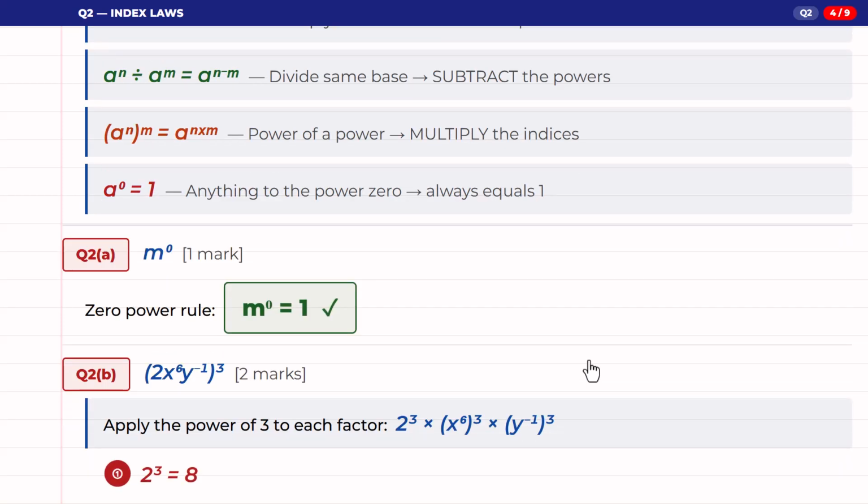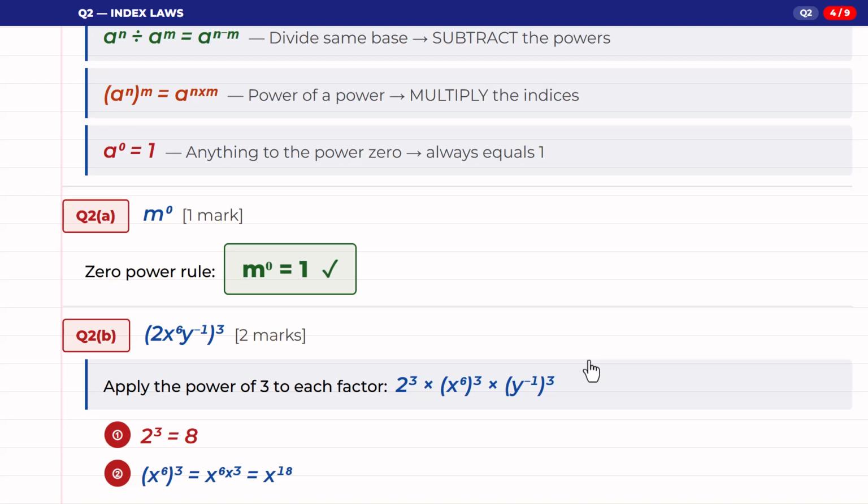2 cubed, 2 times 2 times 2 equals 8. x to the 6 raised to the 3. Power of a power, multiply the indices. 6 times 3 equals 18. So x to the 18.